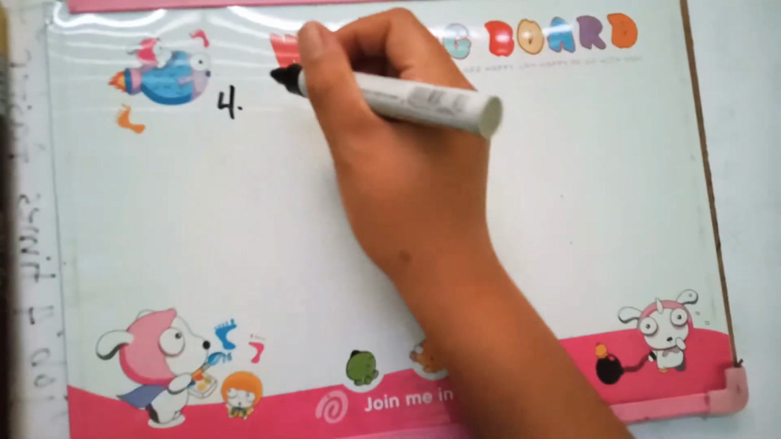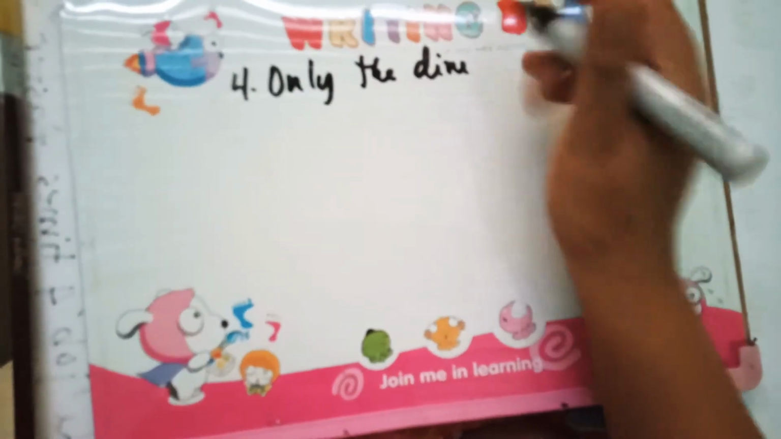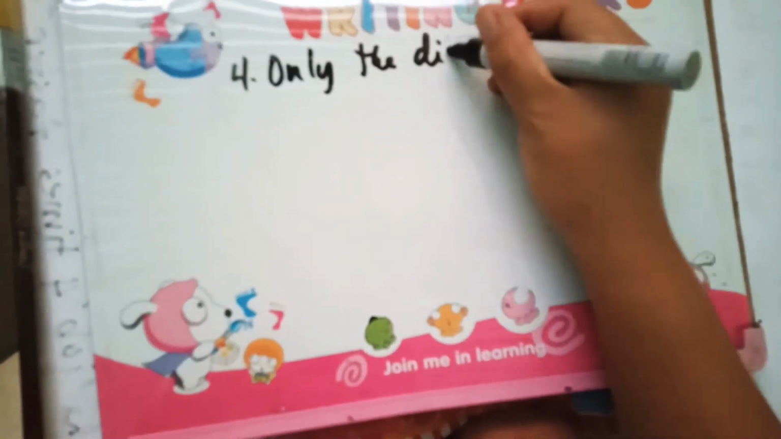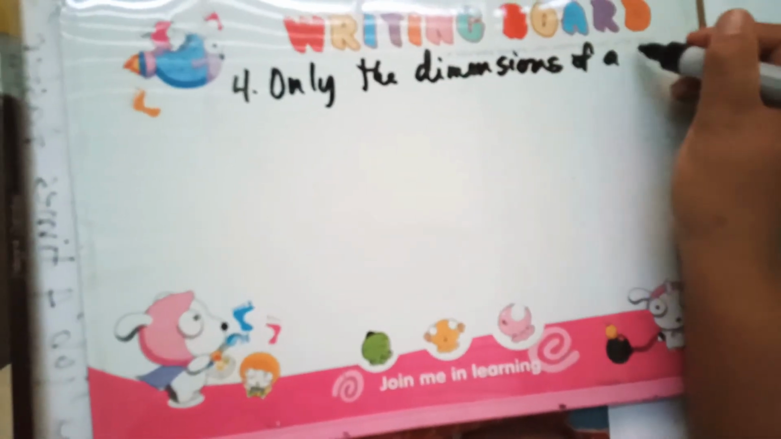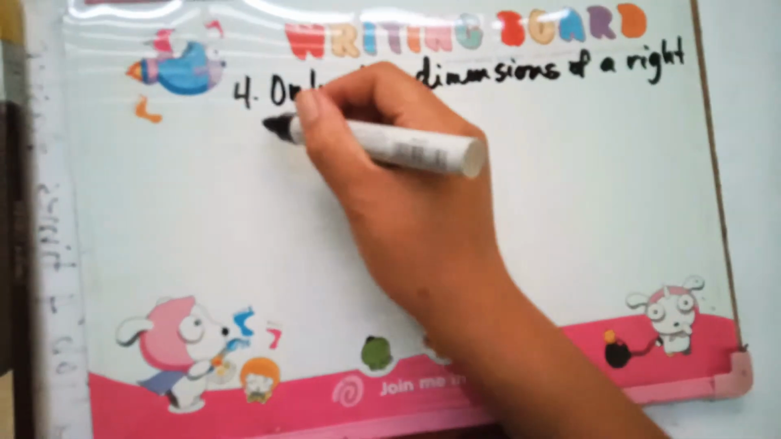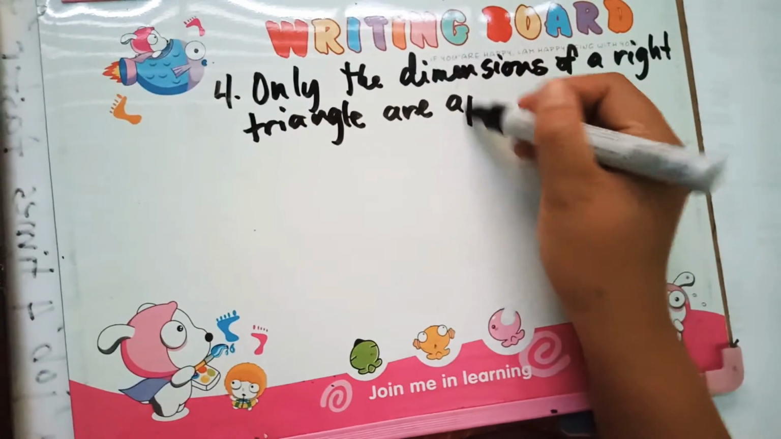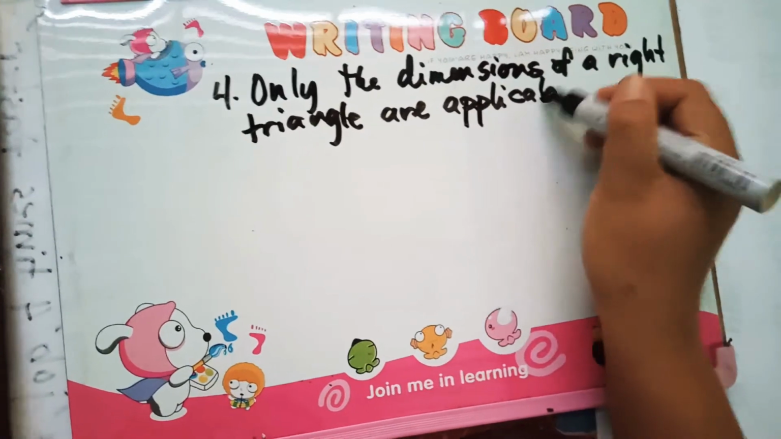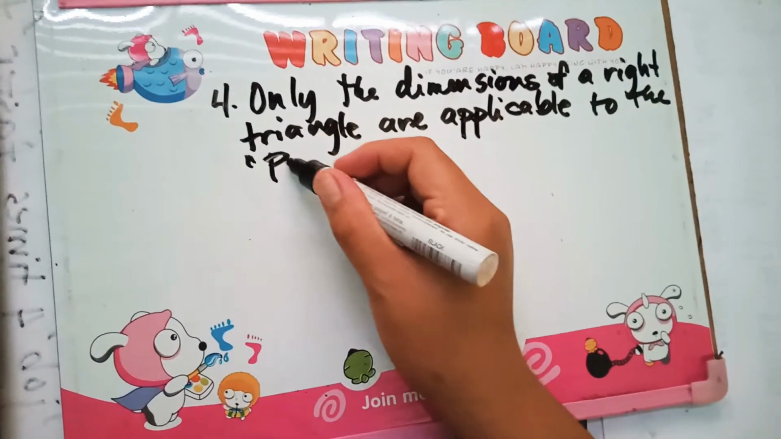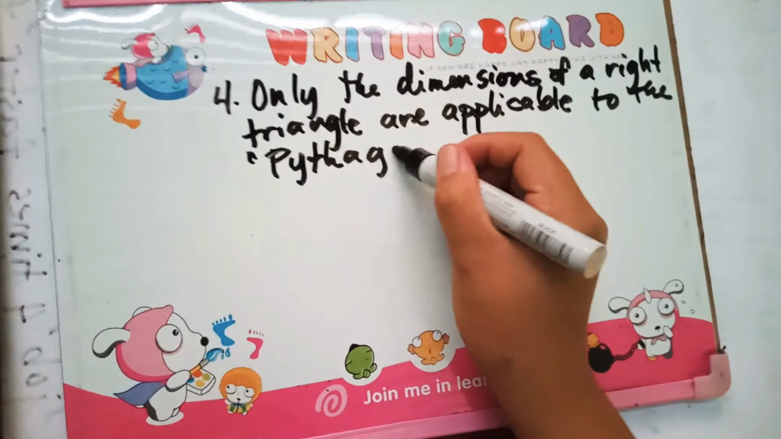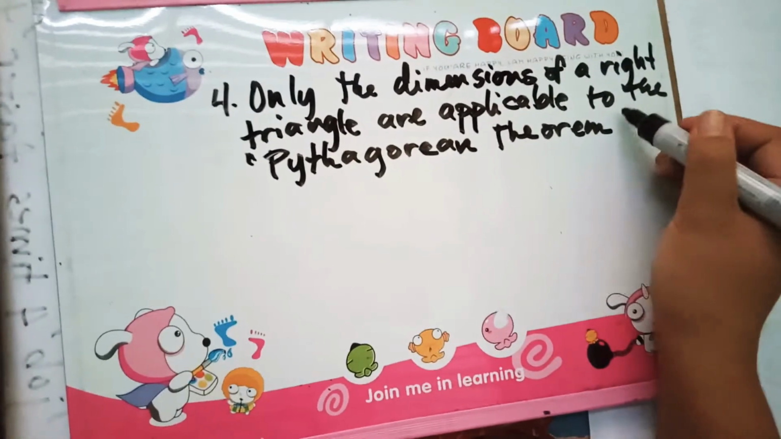Okay, so for property number 4: only the dimensions of a right triangle are applicable to the Pythagorean theorem. Okay. So, what is the Pythagorean theorem?